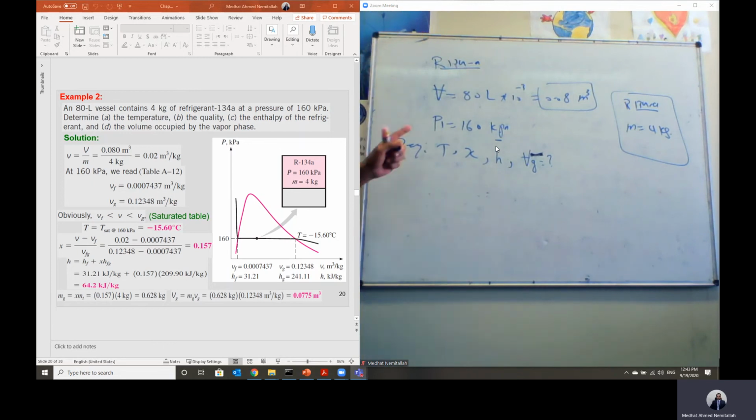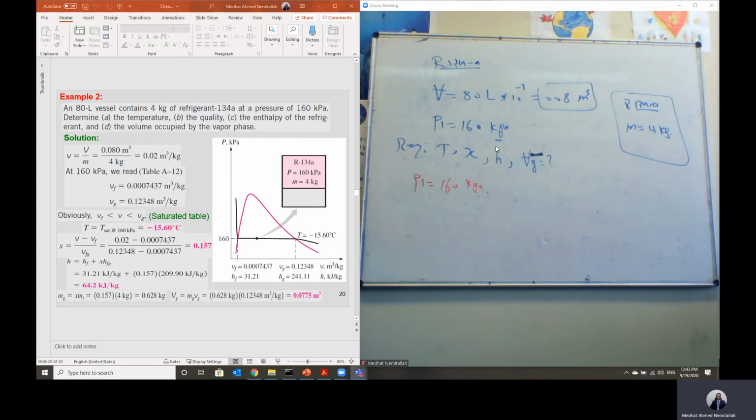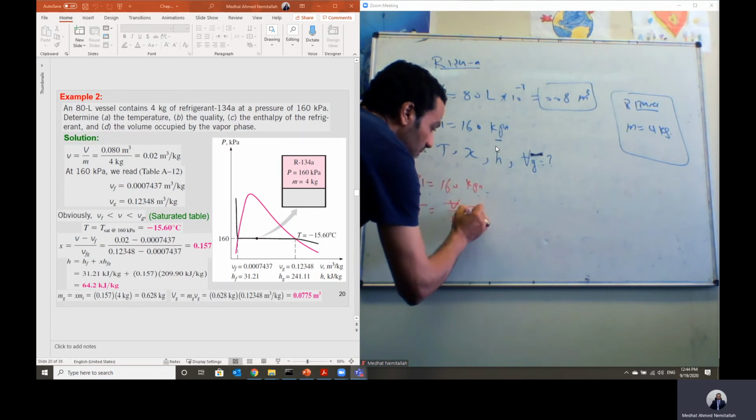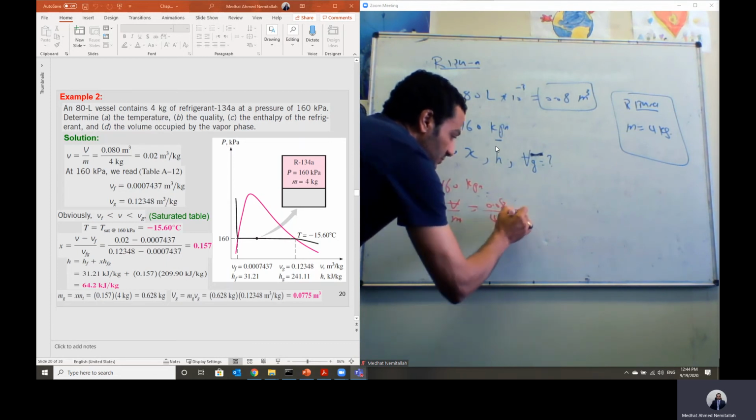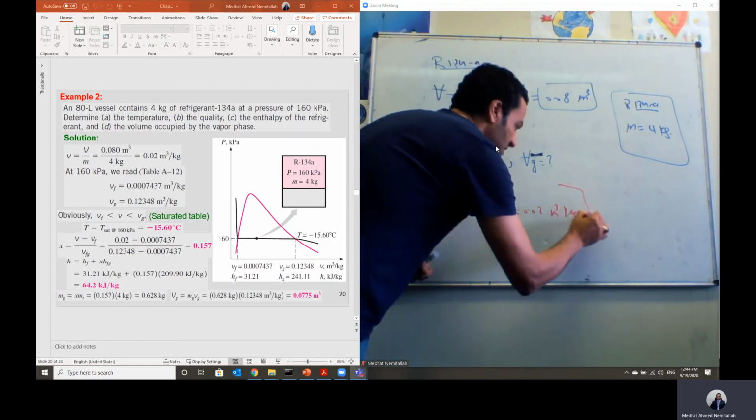First of all, what is given here? In order to use the table, we have to have two independent and intensive properties. So the pressure P1 is equal to 160 kilopascal. Do we have another property at this state? Volume is given and mass is given, so we can calculate the specific volume. Volume is not an intensive property, it is a total, extensive property. We need to calculate the intensive property, the specific volume, which is the volume per unit mass: 0.08 divided by 4, that will be 0.02 meter cube per kilogram. So now we have two properties.